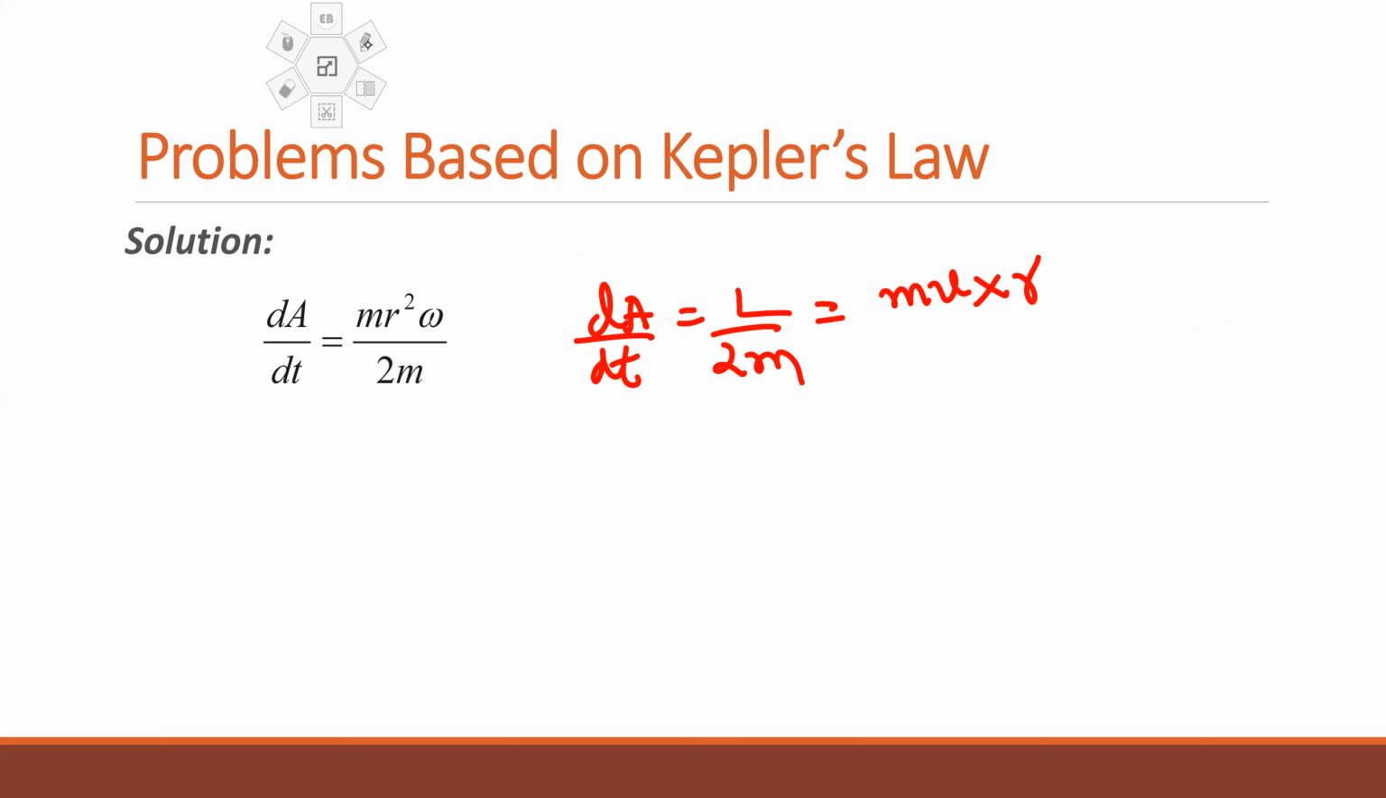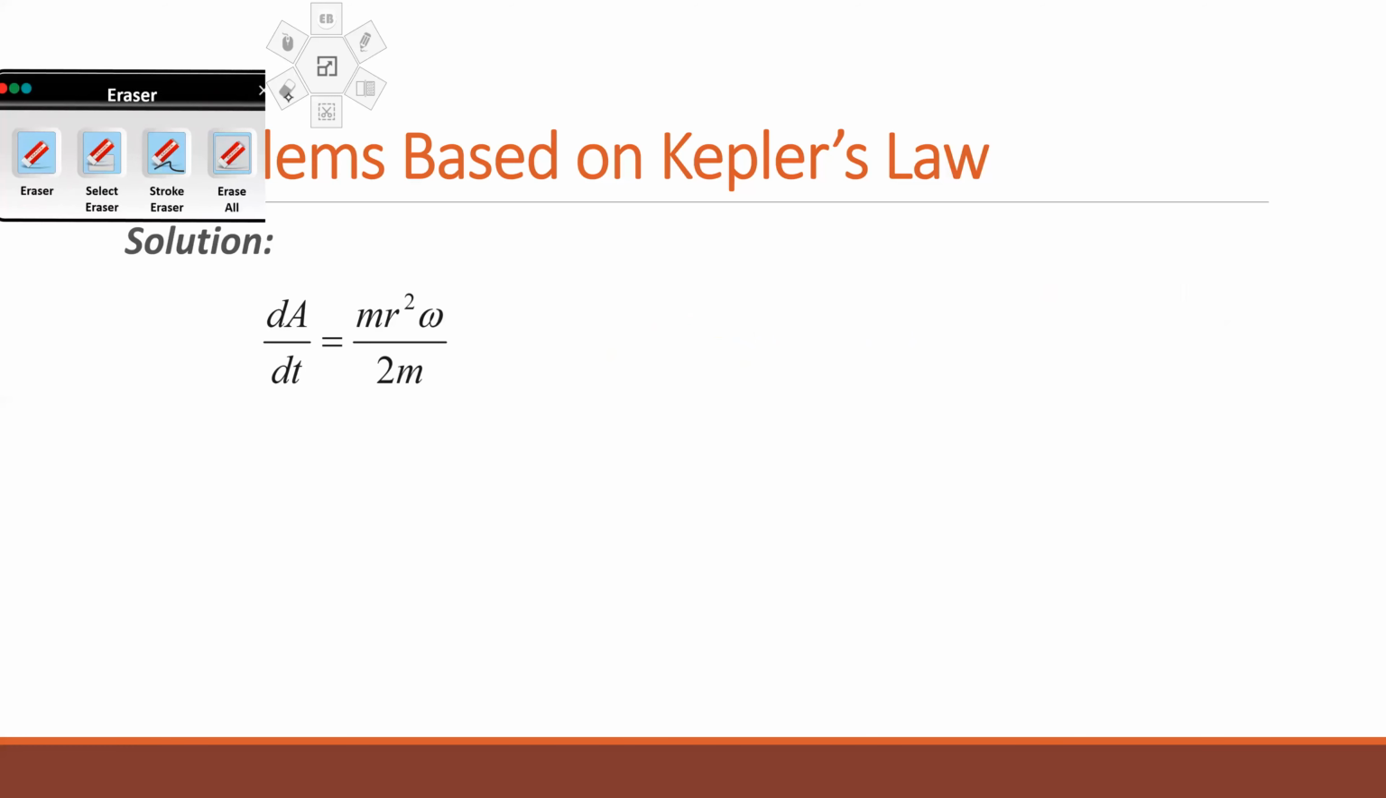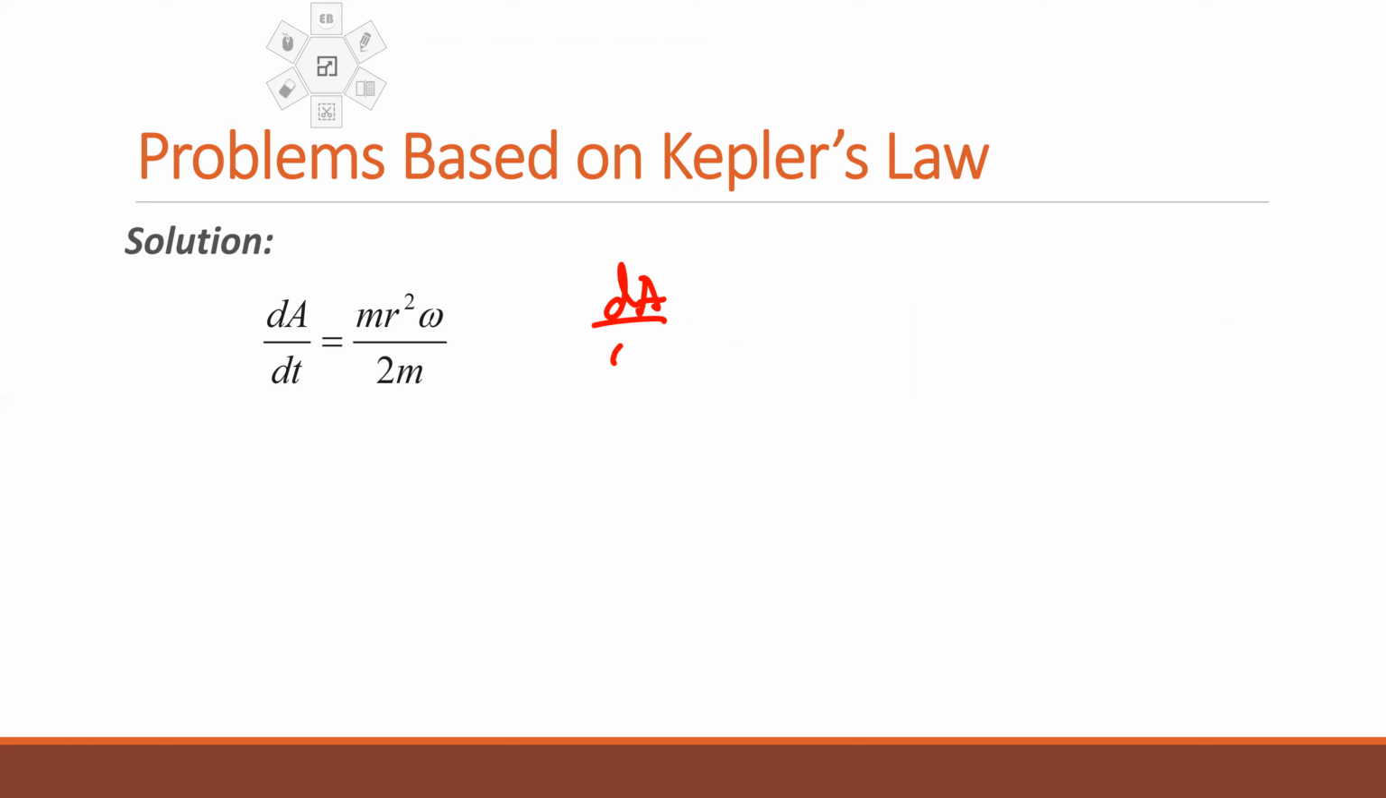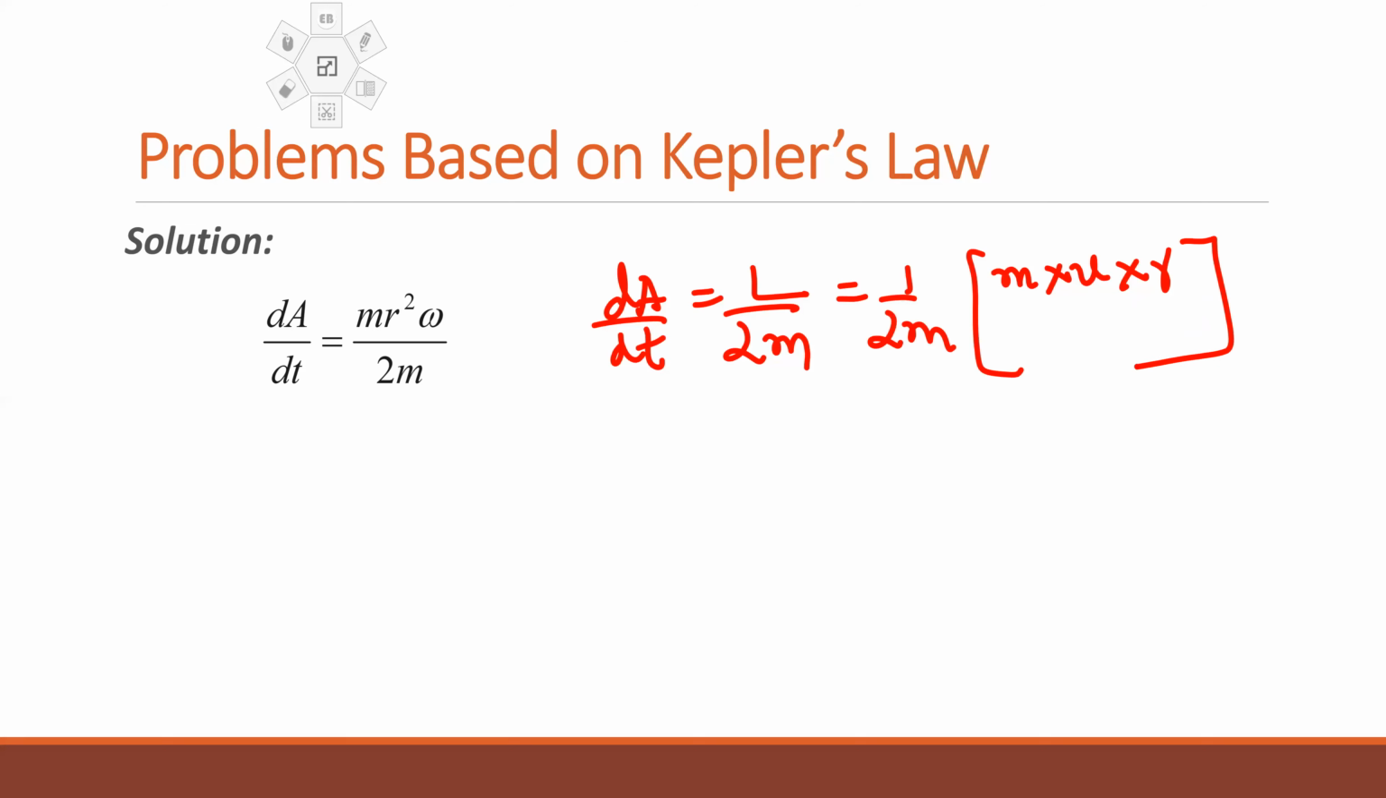But we know that v equal to r into omega. Let me correct a mistake I made here. dA by dt equal to L divided by 2m, that is equal to 1 by 2m into L, which is nothing but m into v into r. But what is v? v equal to r into omega.